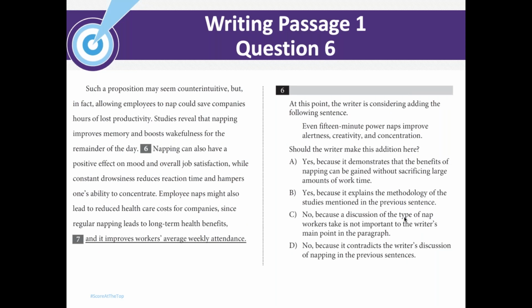Here's another rhetoric type question. Do you add or do you remove a sentence? And so here you have to consider, you look at this detail, even 15-minute power naps improve alertness, creativity, and concentration. And 6 is going to be A, because they demonstrate that the benefits of napping can be gained without sacrificing large amounts of work time.